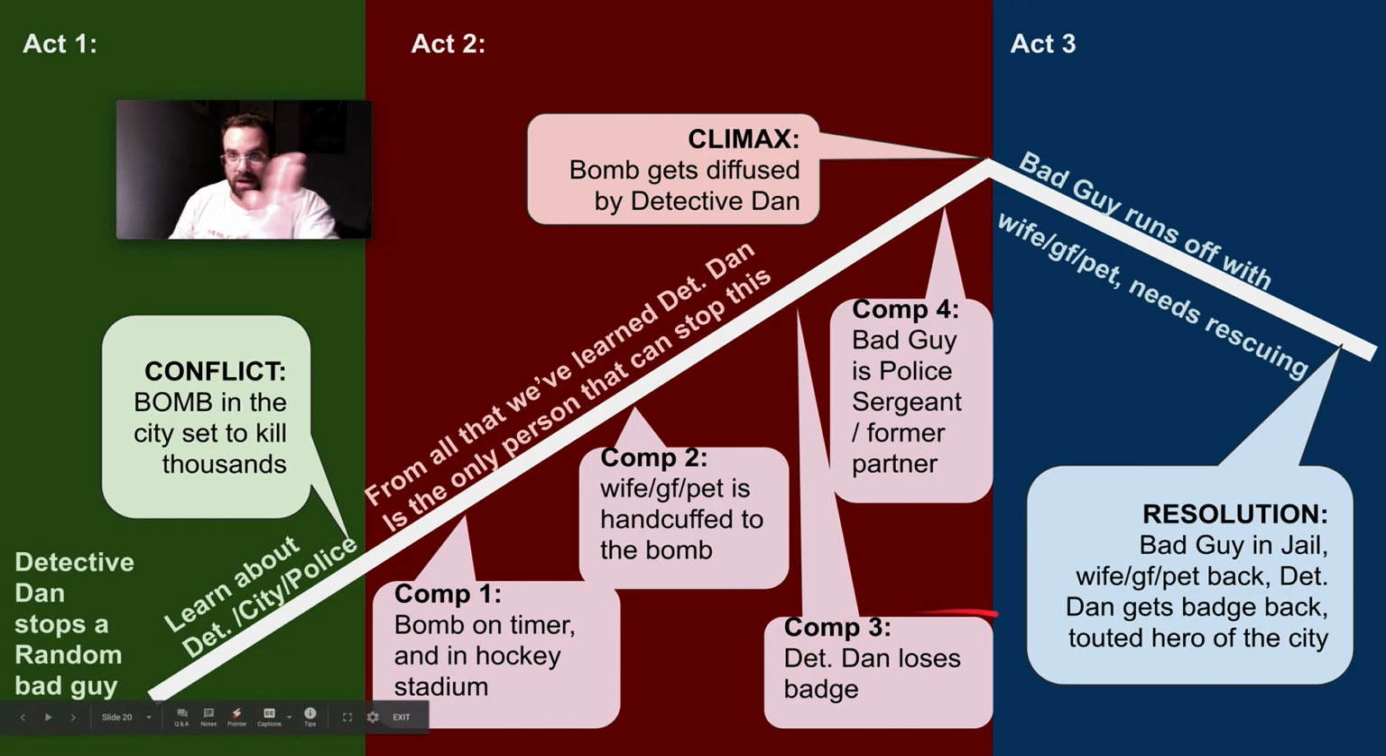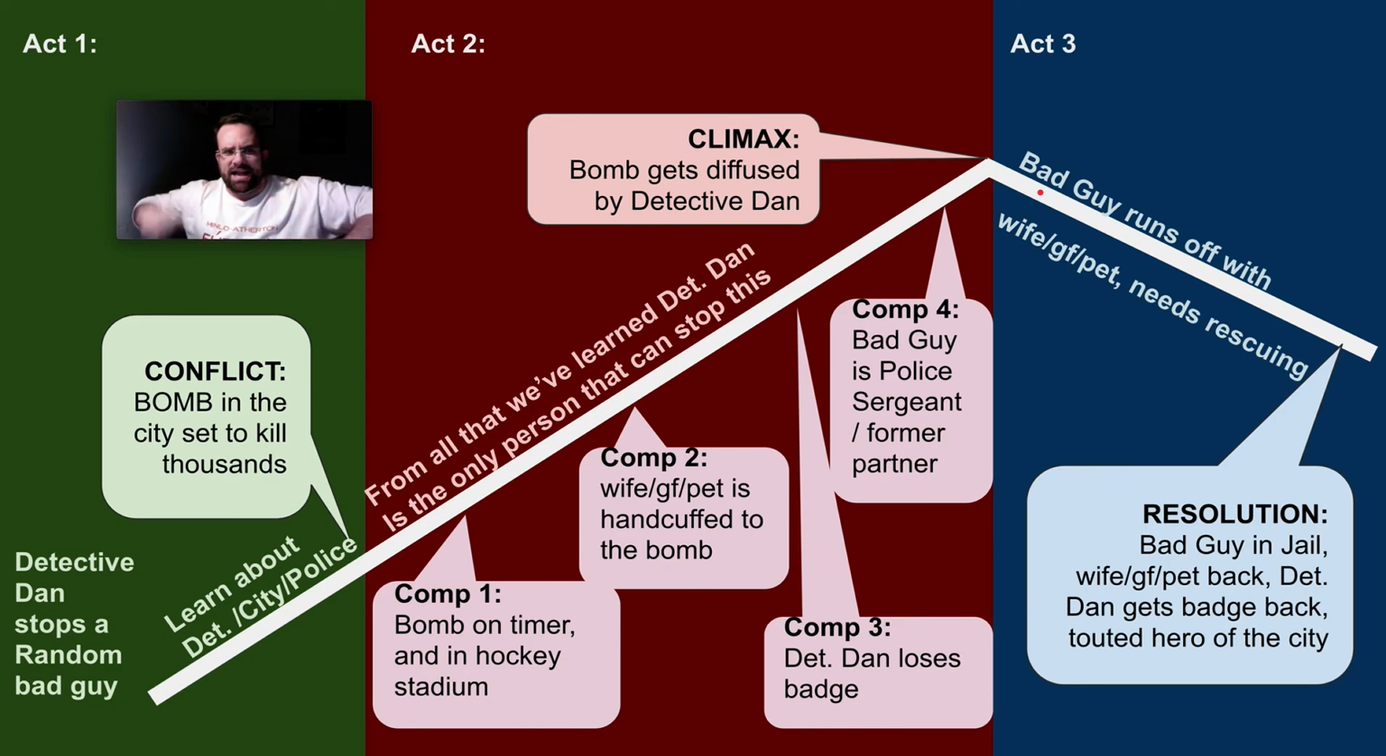But now we're into Act 3. There's a lot left over from our build-up that he still needs to deal with, right? The bad guy runs off with the wife, girlfriend, or pet, and he's like, "Hey, I got you. I'm still going to get away." So he's got to catch the bad guy. He's got to save his wife, girlfriend, or pet, and he's got to redeem himself, right?